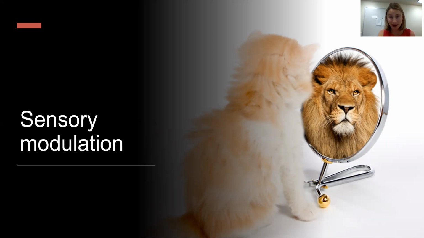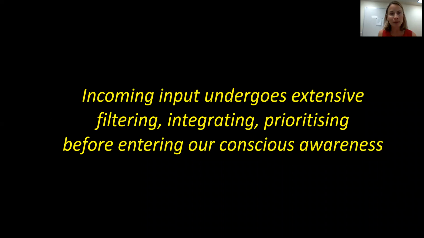And this is because incoming information, so sensory input that comes into us, undergoes enormous amounts of filtering, integrating, and prioritizing before it ever enters our conscious awareness. So there's a lot going on that we're not even aware of. And what's important is that we're starting to understand that as part of these processes, there are innate sensory processes where information from one sensory source can modulate or change information from another.